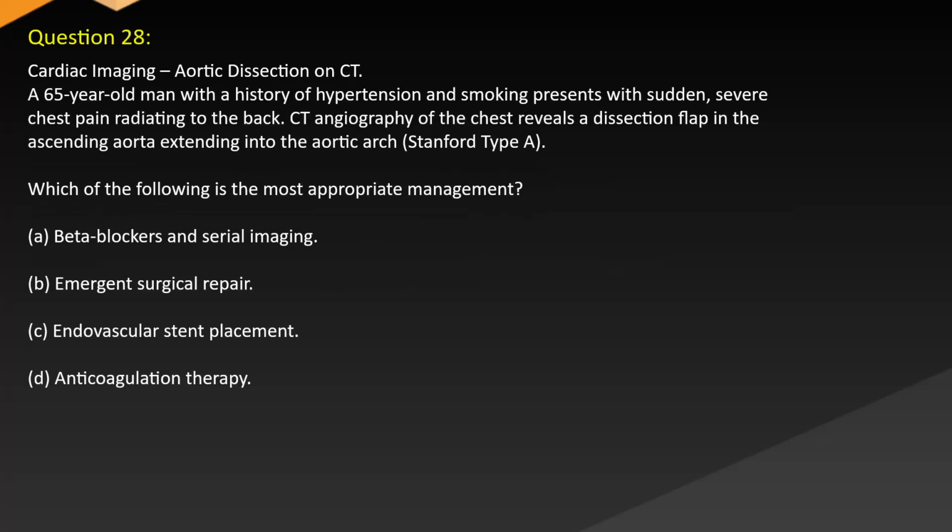Question 28. Cardiac imaging. Aortic dissection on CT. A 65-year-old man with history of hypertension and smoking presents with sudden severe chest pain radiating to the back. CT angiography of the chest reveals dissection flap in the ascending aorta extending into the aortic arch. Stanford type A. Which of the following is the most appropriate management? A. Beta blockers and serial imaging. B. Emergent surgical repair. C. Endovascular stent placement. D. Anticoagulation therapy.